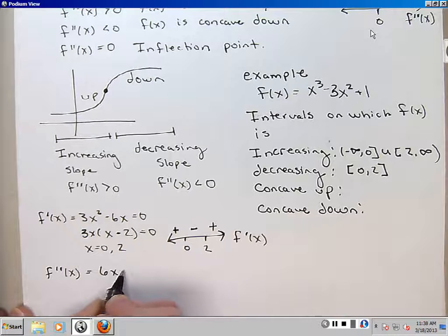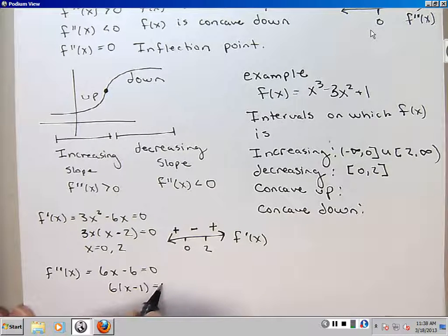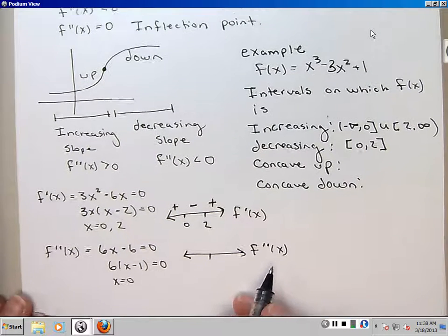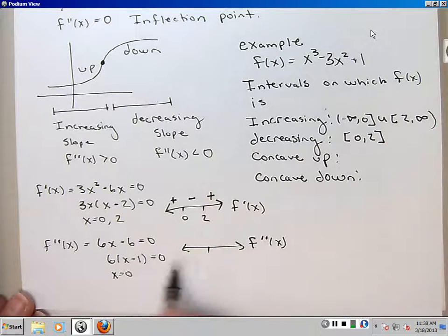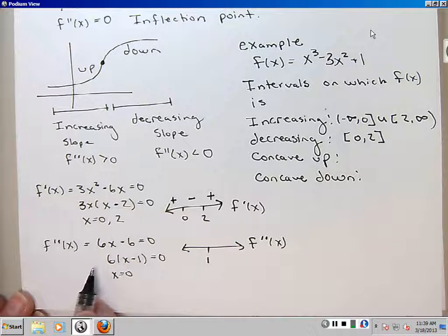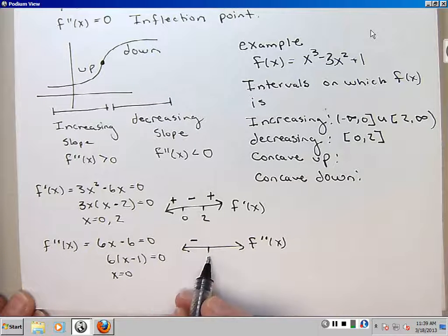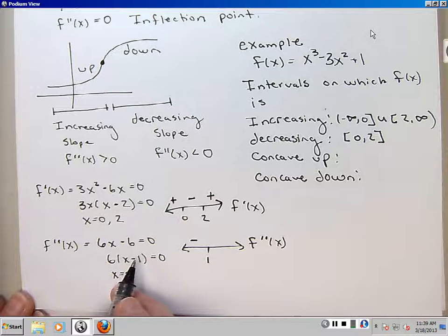6x minus 6, which I can factor out as 6 to get x minus 1. So my 0 would be at x equals 1. I always like to remind myself what function I'm plugging it back into. So I always label my number line as I'm looking at the first derivative here. Here I'm looking at the second derivative. So if I plug in a negative number, I have a negative number times 6, which would be negative. And if I plug in a positive number on the other side of 1, let's say I plug in 5, I end up with a positive number.